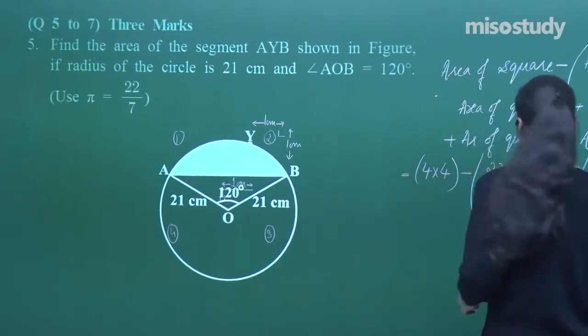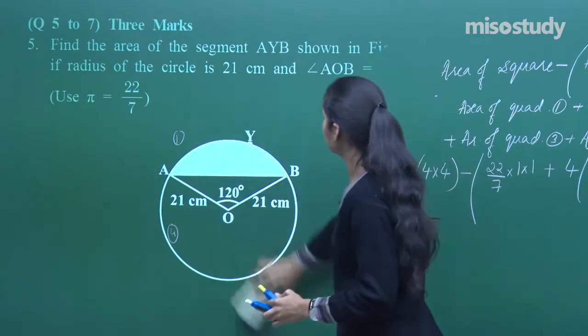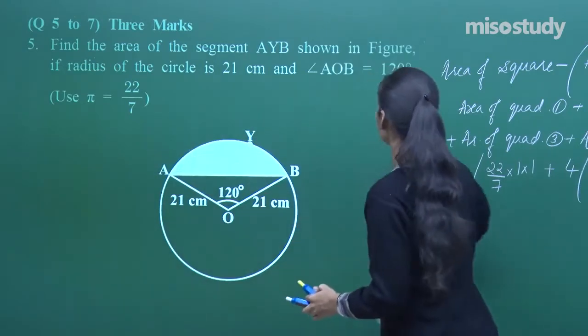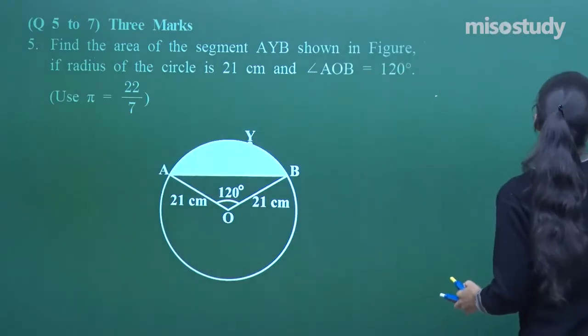Find the area of the segment. So there is this segment given AYB. Find the area of the segment AYB.